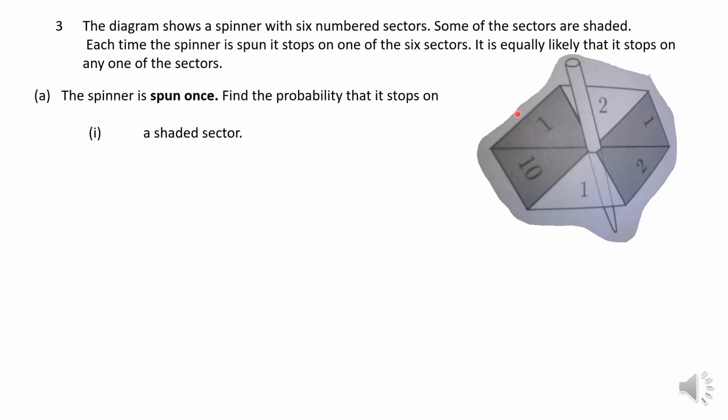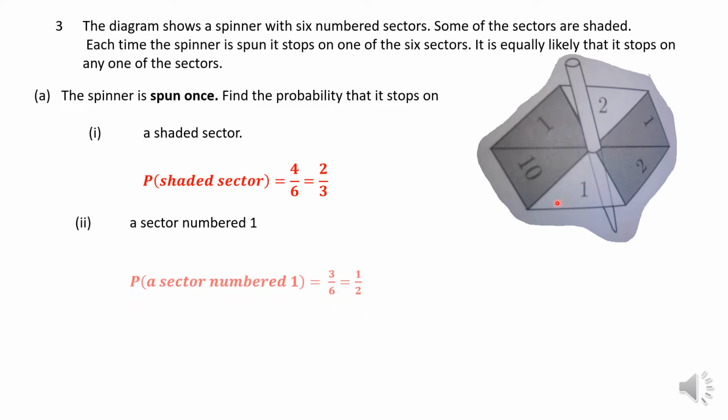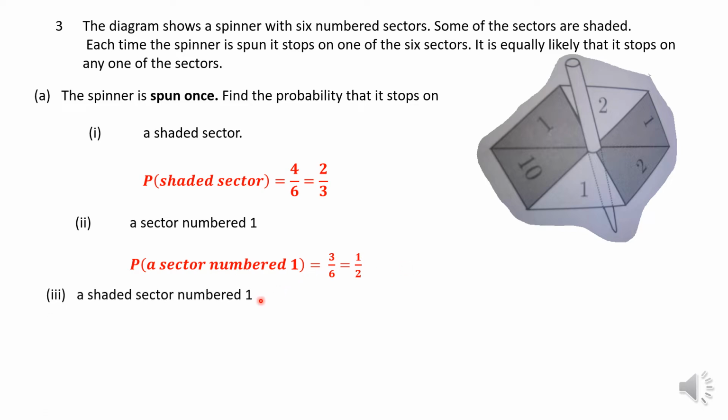Now this is very easy. You have 4 out of a possible 6, and that should be the answer for that question. And it simplifies to 2 over 3. Then you are supposed to find the probability that it stops on a sector numbered 1. Sector number 1. So you have 1, 2, 3 out of the possible 6, and that is giving you 1/2 as an answer.